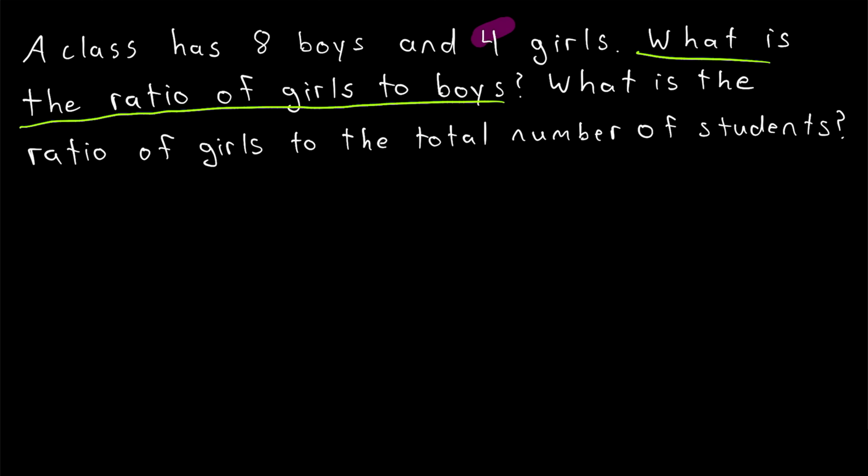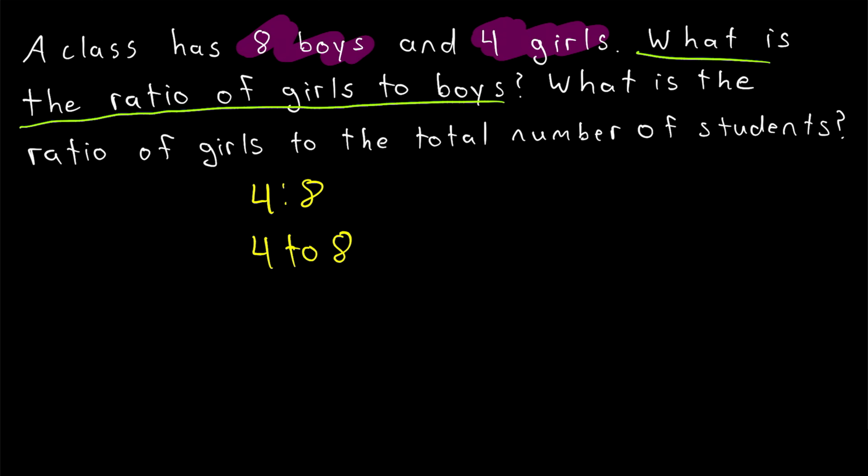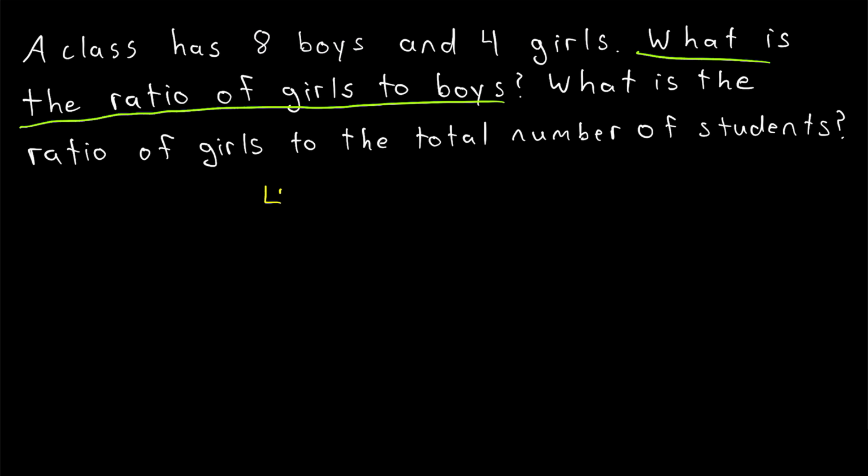Super simple. We're given that there are 4 girls and 8 boys. So the ratio of girls to boys is 4 to 8. We could write it like that with the colon. We could write 4 to 8. We could write 4 girls to 8 boys. We could write it as a fraction, 4 over 8, all sorts of options. And pay attention to the order here. We were asked for the ratio of girls to boys, so that's the order in which we give the ratio. 4 girls to 8 boys. So it's as simple as that.